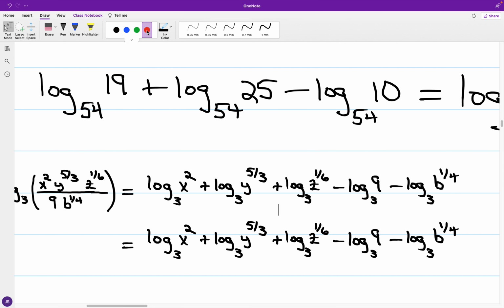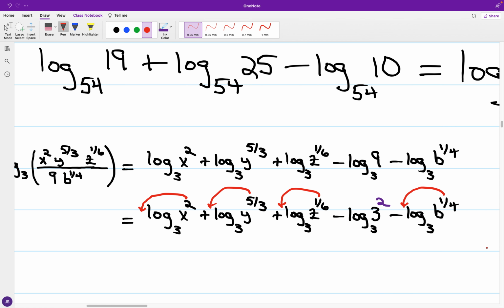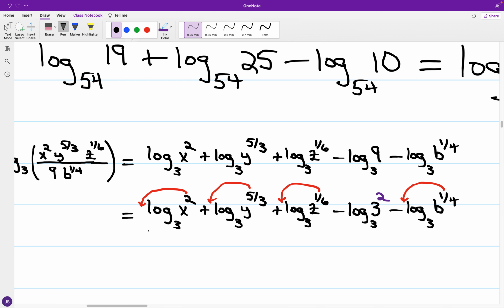And just an adjustment to make. So 2 is going to be a coefficient. Same thing for 5/3, as well as 1/6. Now for the base 3 logarithm of 9, 9 is both a multiple and an integer power of 3. So I can rewrite this as the base 3 logarithm of 3 squared. Again, the 1/4 to which b is raised is going to be a coefficient in the expansion.